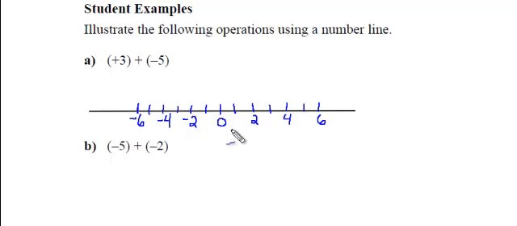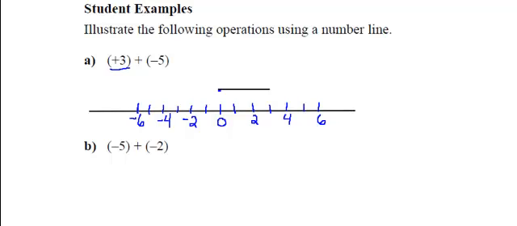Alright, when you are adding your integers, the first thing you want to do is put a little dot above 0. This lets you know where to start. My first integer is positive 3. Positive is to the right on a number line, so I'm going to draw a line to the right 3 spots. 1, 2, and 3.